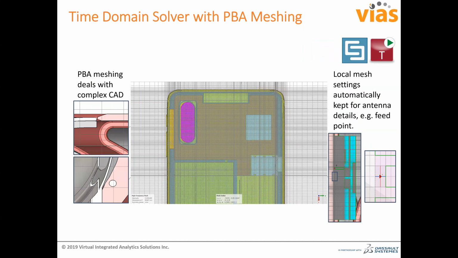Time domain solver with PBA meshing, which is our flagship. If you see here, it will automatically generate a detailed mesh for the antenna. We have an antenna placement environment, like an antenna placed inside a mobile phone. For the port region, the mesh will be denser. But in areas of the model which are not much relevant from an electromagnetic simulation point of view, the mesh will be coarser, not very dense.